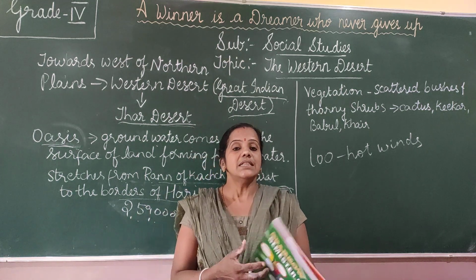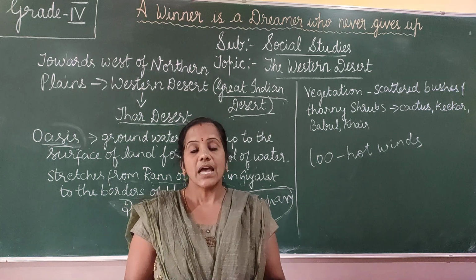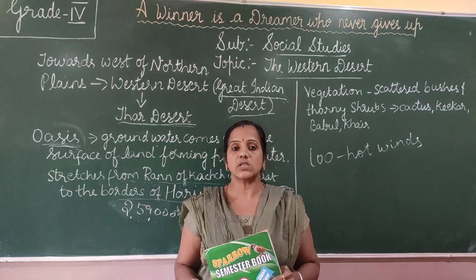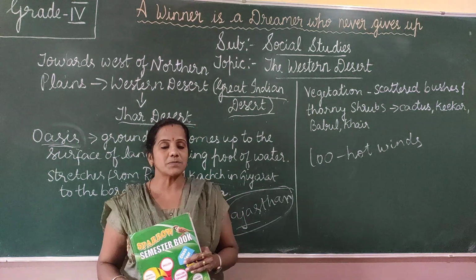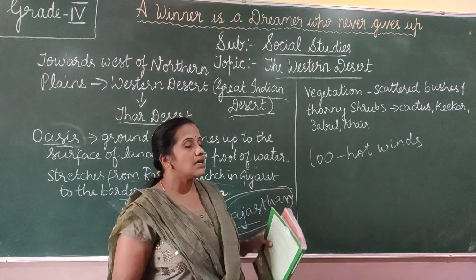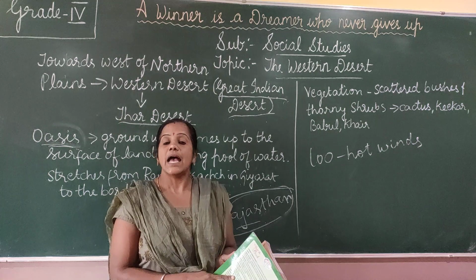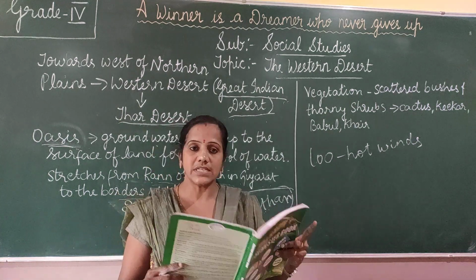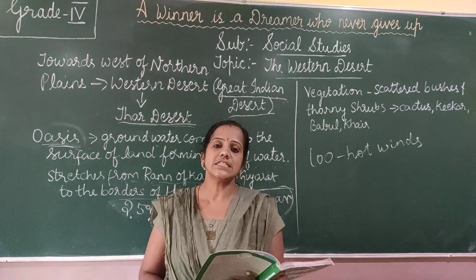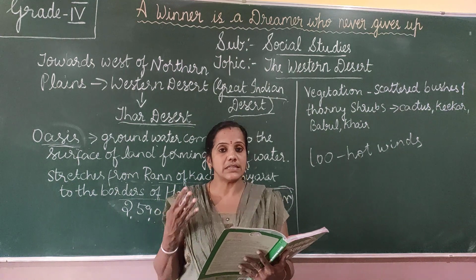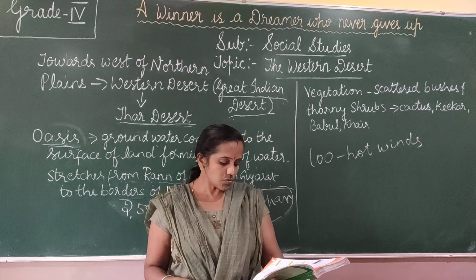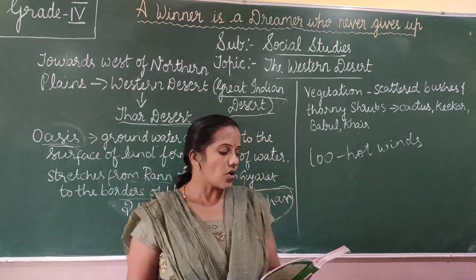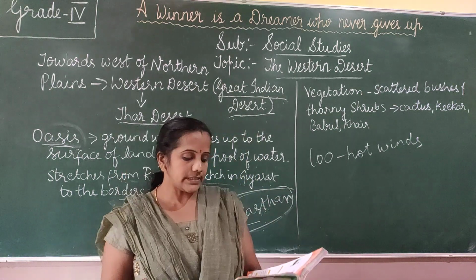So there is little vegetation here, and some of the plants or trees grown in this region are scattered bushes and thorny shrubs like cactus, kikar, babul, kair, and even date palms. All these trees can be grown in this region, which are suitable to grow in this type of climatic region. So this was about the vegetation of the western desert.